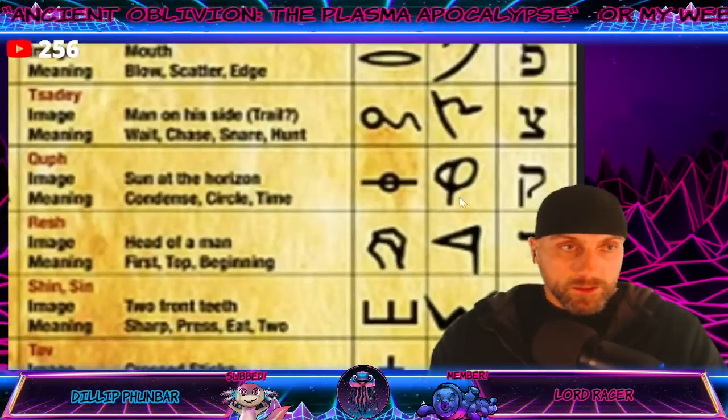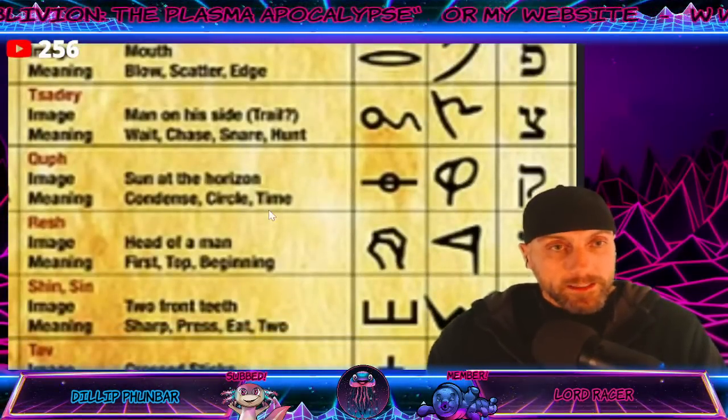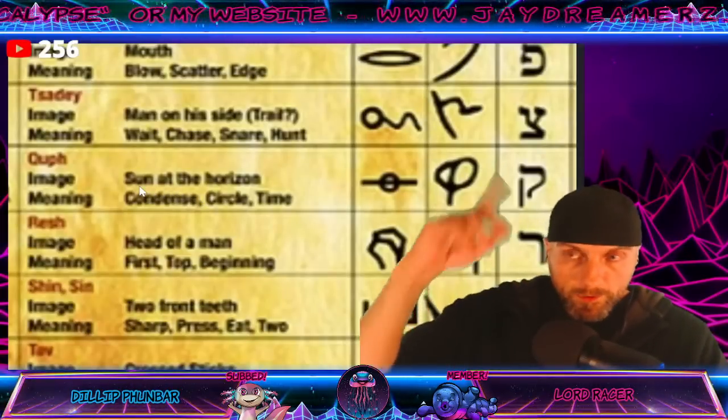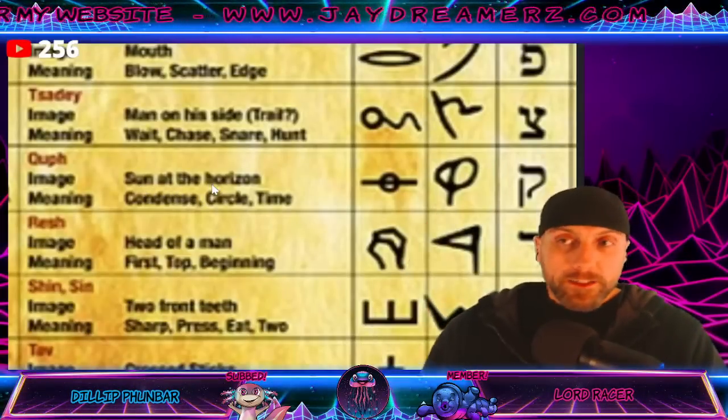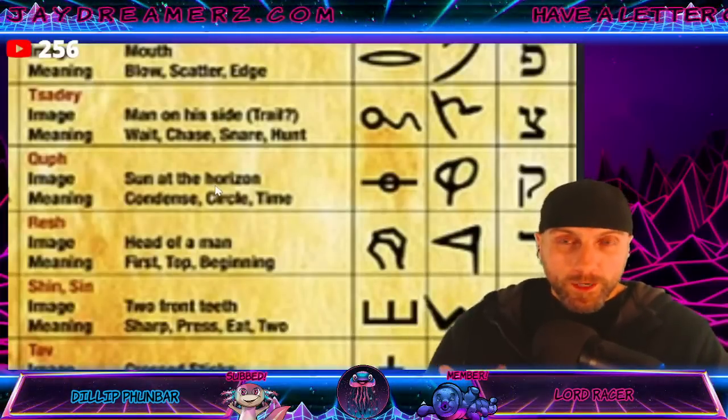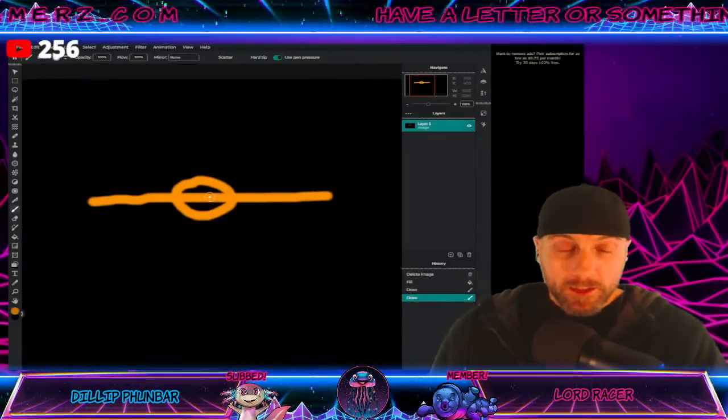And then you can see it sort of went upside down and stuff like that too. And it says sun, or like the sun above us at the horizon. I disagree with that. I'm not saying that that's wrong, okay? Because it could be interpreted as this is the sun on the horizon.